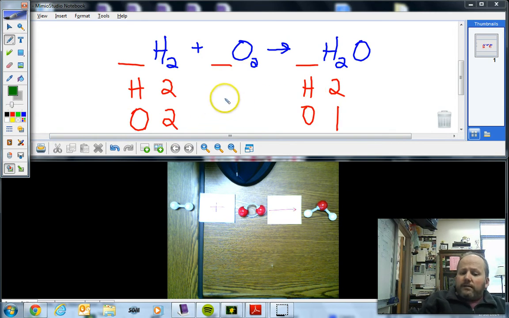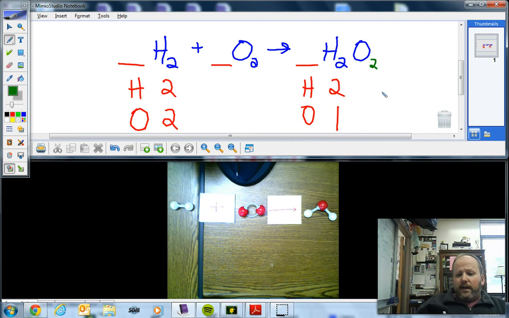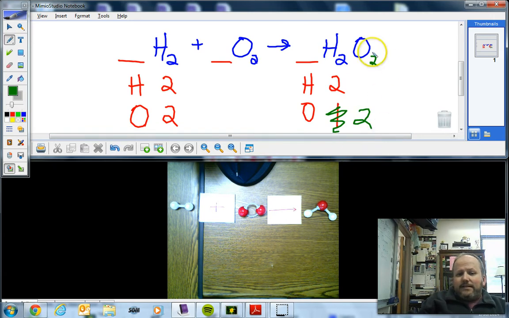So, we balance it. Hydrogen already is. So now, I want to turn this 1 into a 2. I cannot just put a 2 there and say, oh, I'll just make it H2O2, and now that becomes a 2. We can't do that. This is not water anymore. This is hydrogen peroxide. You have completely changed the Lewis dot structure, the chemical and physical properties. You cannot do that. All we can do is put a number out here in front.